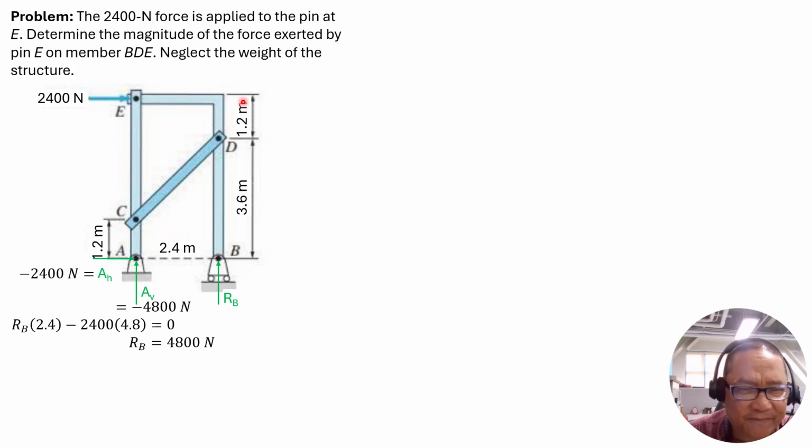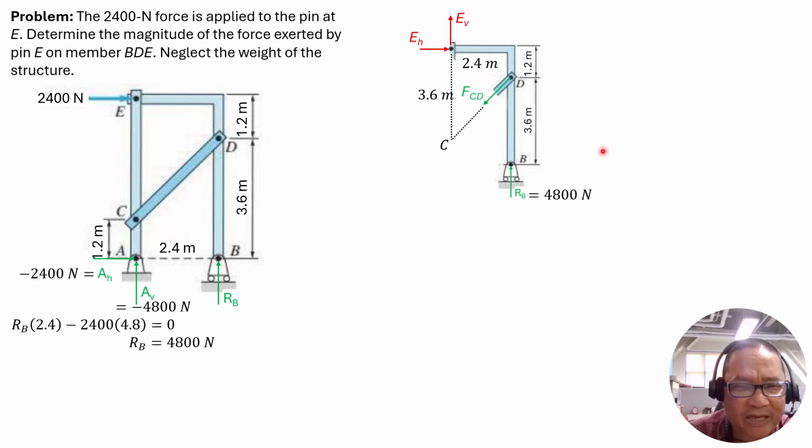So I draw the free body diagram of BDE and, noting that CD is a two force body, we will call the force in CD as FCD as shown in this free body diagram. So we set up two static equations: summation of moments about C and summation of moments about D. There are only two unknowns. Then summation of moments about C, for example, we can solve EH because E sub V will not be involved in that equation. It passes through C.